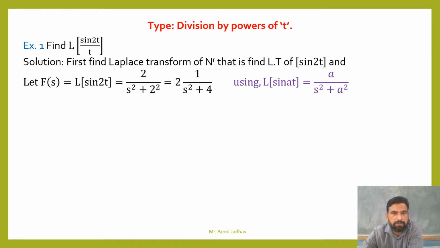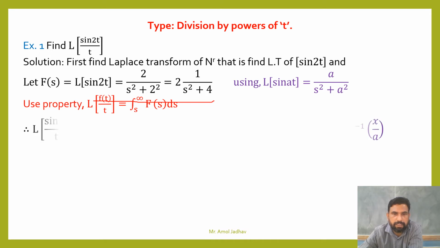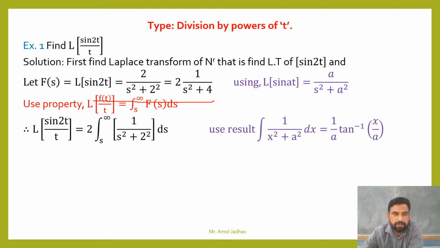Here, first find the Laplace transform of the numerator, that is the Laplace transform of sin 2t. Let F(s) equal the Laplace transform of sin 2t, that is 2 upon s square plus 4, using the result L of sin at is a upon s square plus a square. Again use the property L of f of t divided by t is the integration with limits s to infinity of f of s ds. Put f of s as 2 upon s square plus 2 square, and for this integration use the result integral of 1 upon x square plus a square dx is 1 upon a tan inverse x by a.